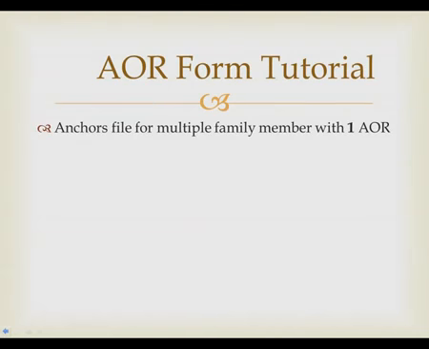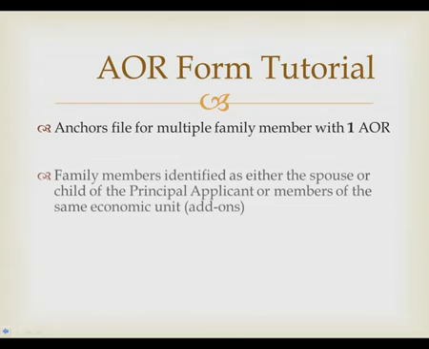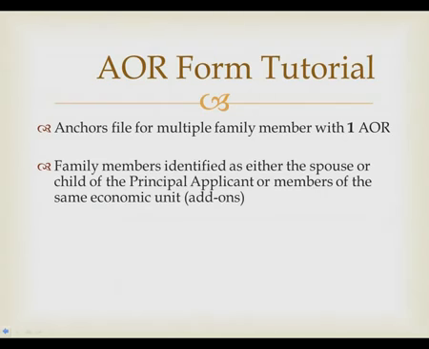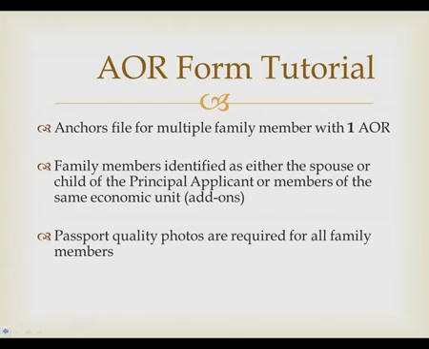An anchor can now file for multiple qualifying family members using one AOR. The anchor can indicate whether additional family members qualify as the spouse or child of the principal applicant or as members of the same economic unit, also referred to as add-ons. A passport quality photo is required for all qualifying family members. An anchor must be at least 18 years of age to file an AOR.